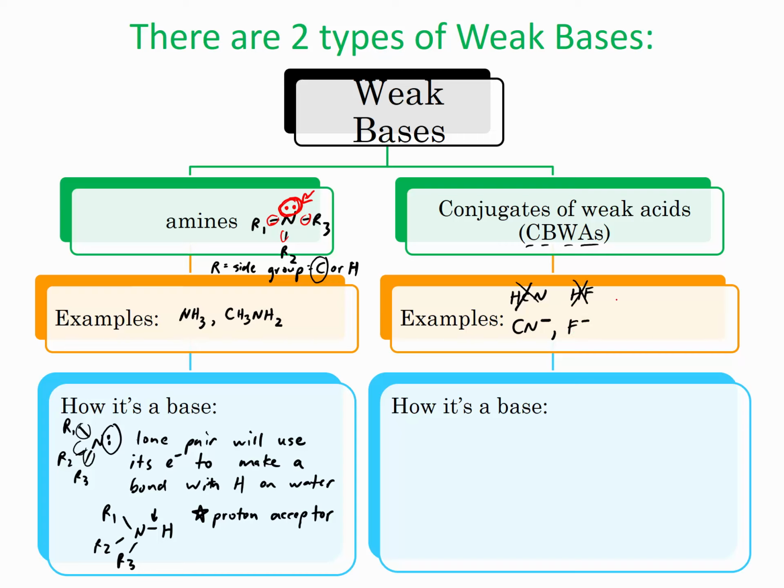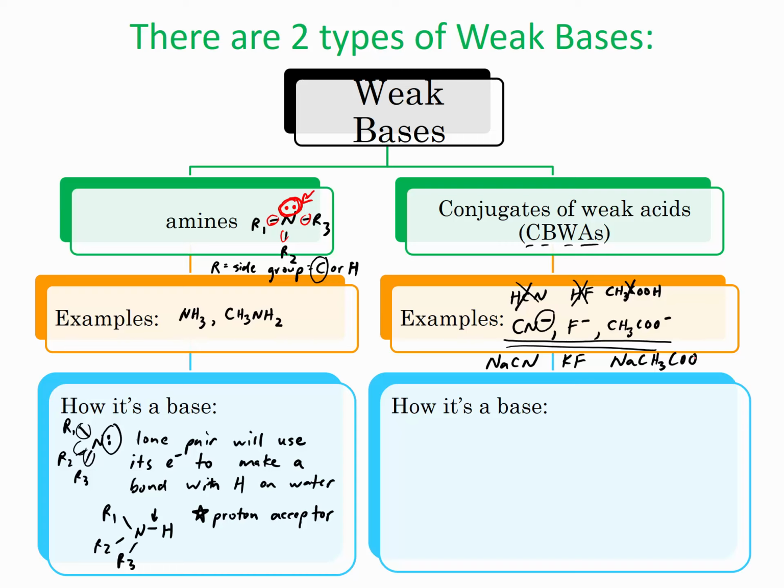Let's do one more example. Acetic acid is CH3COOH. Its conjugate is the acetate ion. So these are all weak bases, and they're not going to look like this either. They're usually going to have a group 1 metal that balances the charge. So these are called salts, like sodium cyanide, potassium fluoride, or sodium acetate.